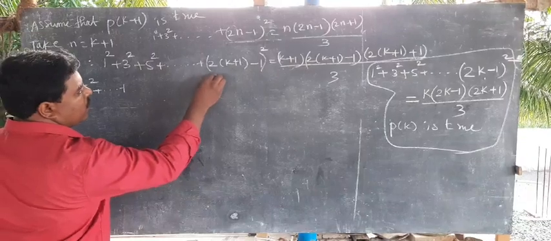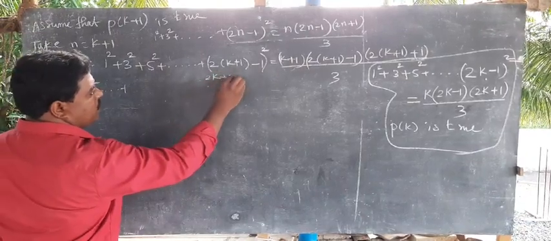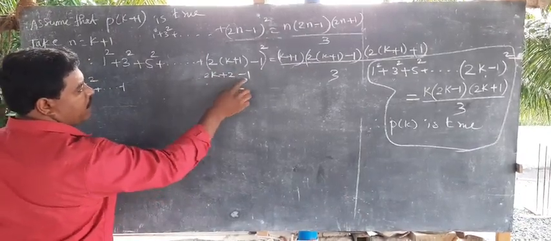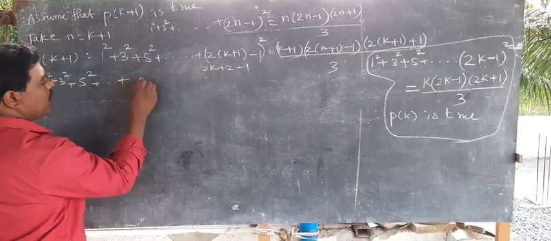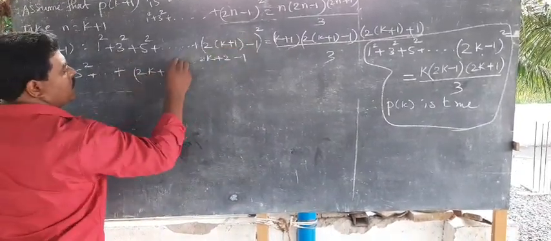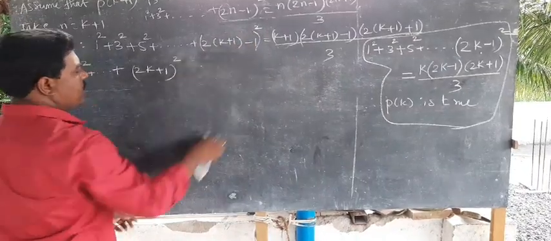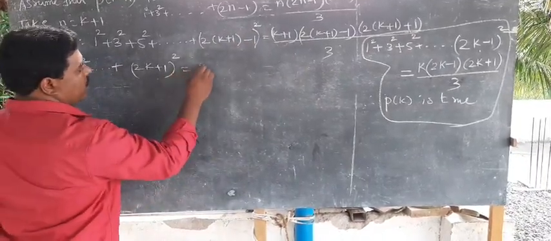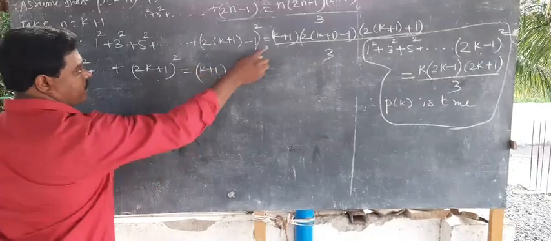Listen, 2k plus 2 minus 1, 2 minus 1 is 1 only. So straightaway write (2k plus 1) whole square, equal to (k plus 1) square.